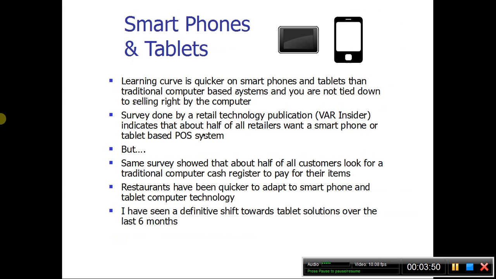So if we look at smartphones and tablets or mobile devices, what I've found in working with literally thousands of retailers over the last 15 years, as well as museums and food service like restaurants, is that they find the learning curve is so much quicker on smartphones and tablets than traditional computer-based systems. And you're not tied down to being right by the computer to conduct a transaction.